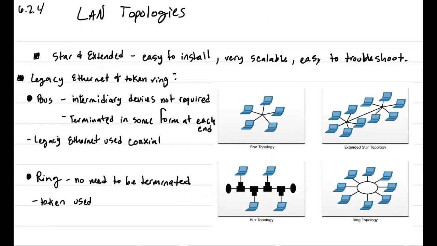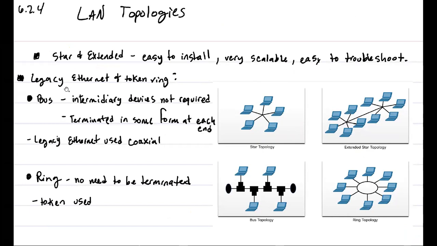You have LAN topologies, local area network topologies. We already covered some of them. We have the star topology, which is easy to install, very scalable, and easy to troubleshoot. And then you have the extended topology, which is just an extension of that star topology. It says here very scalable, meaning that it's easy to just add a new device to the network.